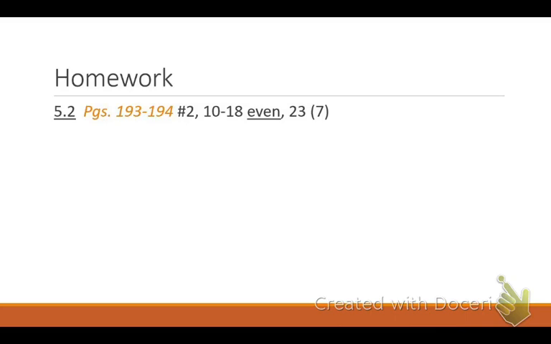So, ladies and gentlemen, tonight's homework is simply to work on these 7 problems for 5.2.